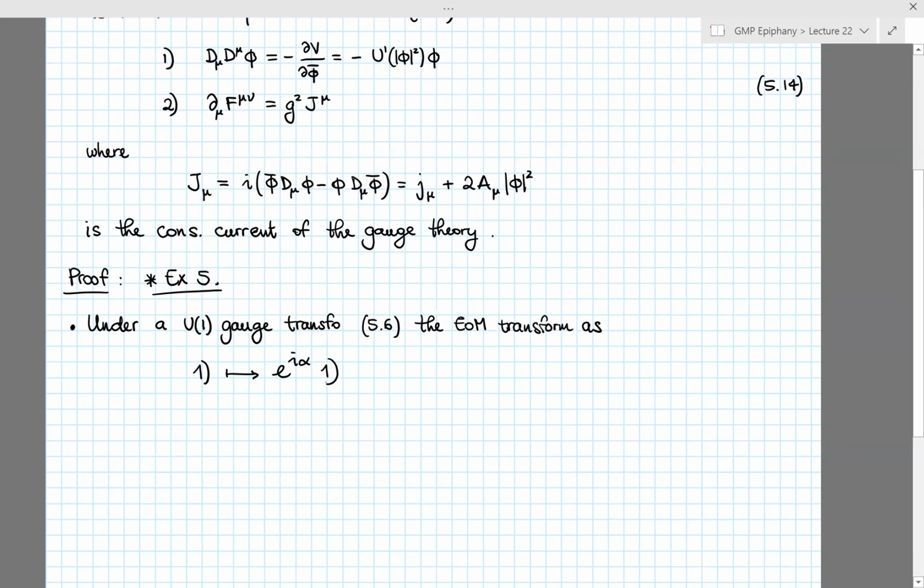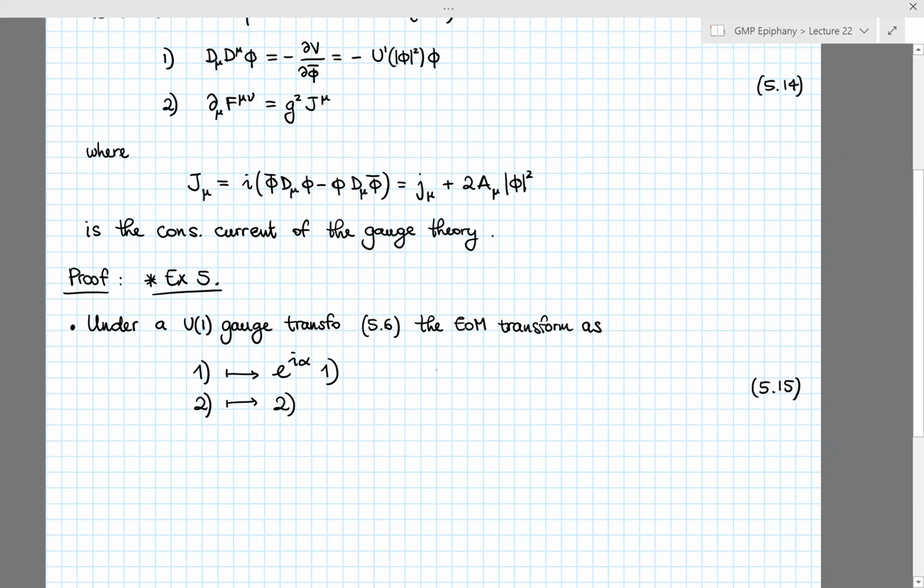On the other hand, in the second equation, well, the left-hand side is clearly gauge invariant because F_mu nu, the field strength, is gauge invariant, and J^mu, therefore, must also be gauge invariant in order for the equation to make sense. And I invite you to check that using this definition of J^mu.